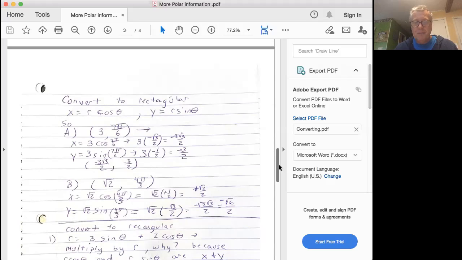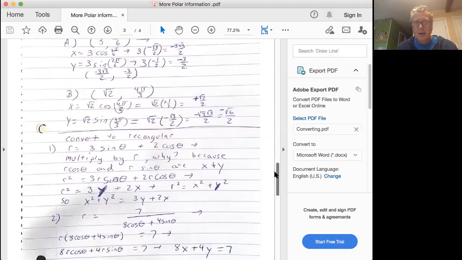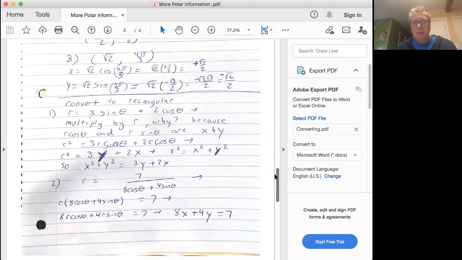And then y is equal to 3 sine 7 pi over 6. That gives us 3 times minus 1/2. And 3 times minus 1/2 gives us minus 3 over 2. Let's try another one, b. Okay, so for b, we start out with the square root of 2, 4 pi over 3 in polar form.